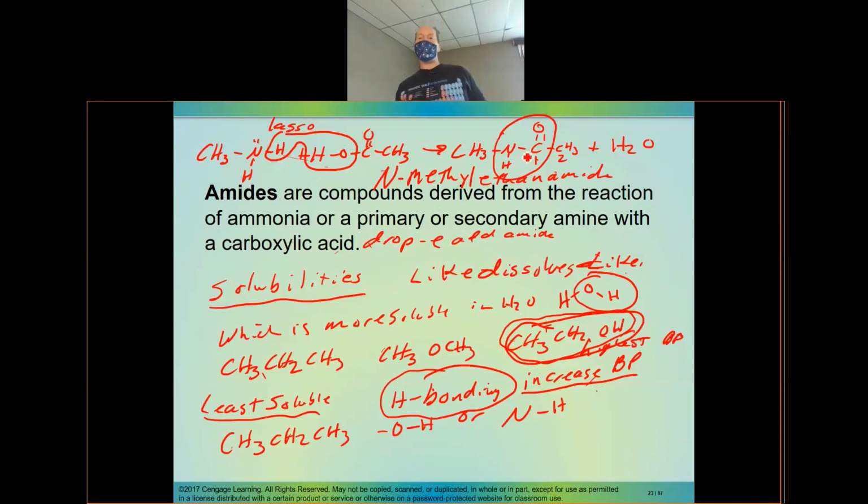And this amide, this nitrogen, is bonded to 2 other carbons. So this is a secondary amide. So when you start with a primary amine, you will get a secondary amide. If you started with a secondary amine, you would get a tertiary amide. If you started with a tertiary amine, you would get no reaction, no amide formed. That is the end of the chapter.